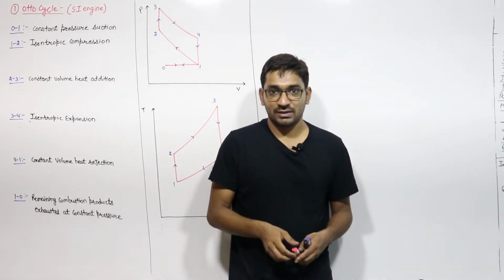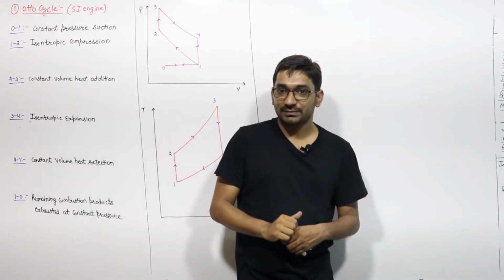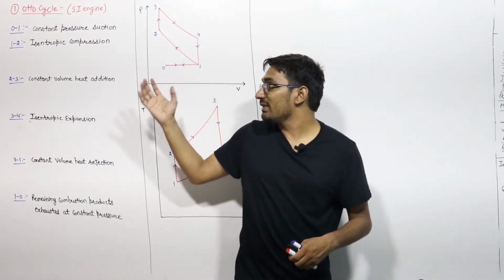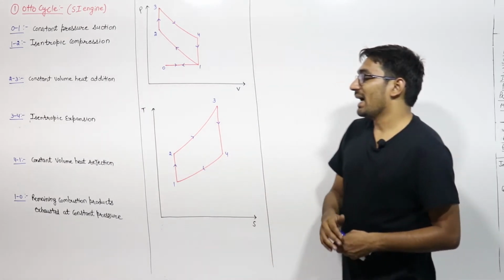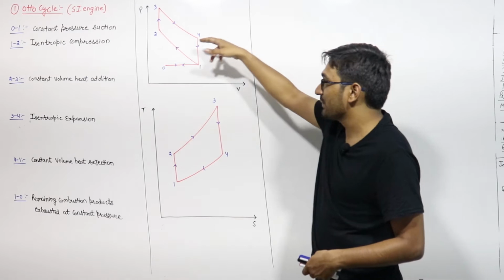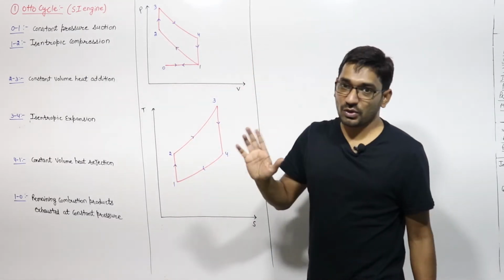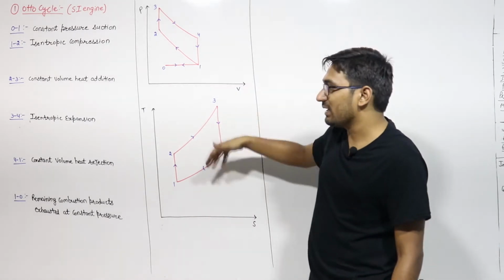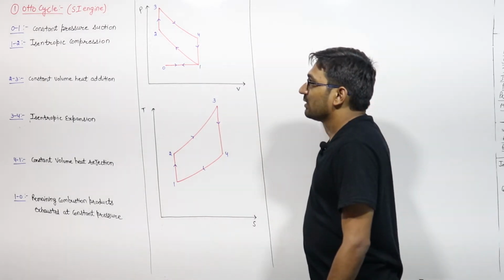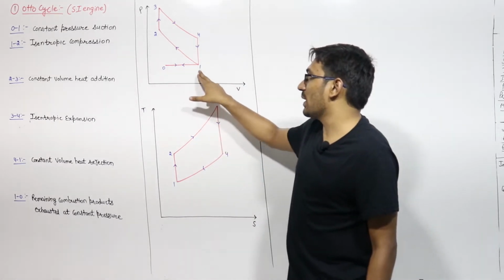heat rejection. So if we talk about the Otto cycle, or you can say the air standard Otto cycle, we have four processes. Ideally we have four processes, but let us see here. Suppose this is a PV diagram and this is the TS diagram for the Otto cycle. We know how to draw this PV and TS diagram. First process, if we talk about generalized, that from 0 to 1.